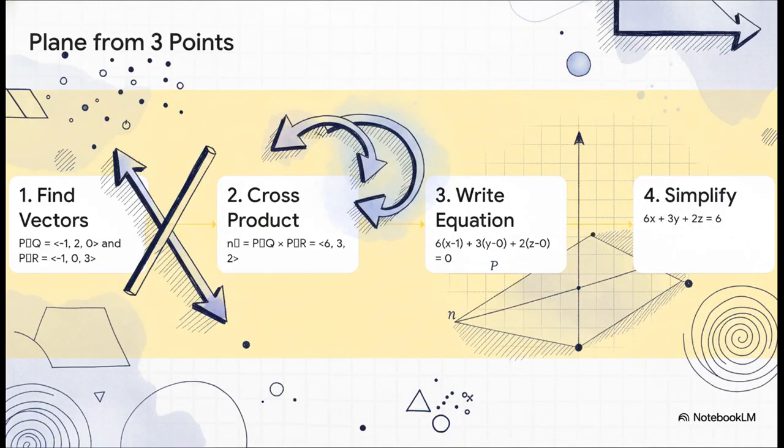Okay, let's run the play. Step 1, find the 2 vectors in the plane. Easy enough. Step 2, calculate their cross product. This gives us our hard-earned normal vector, 6, 3, 2.